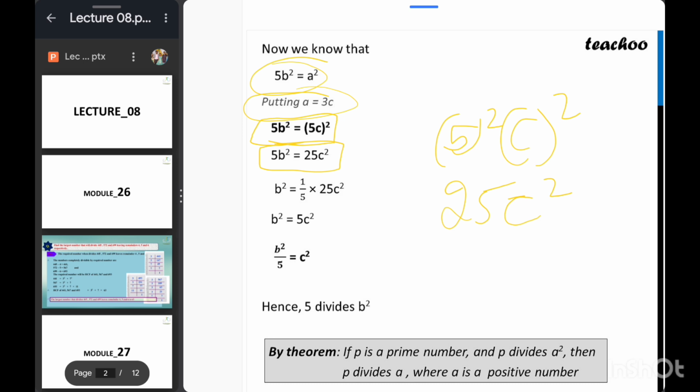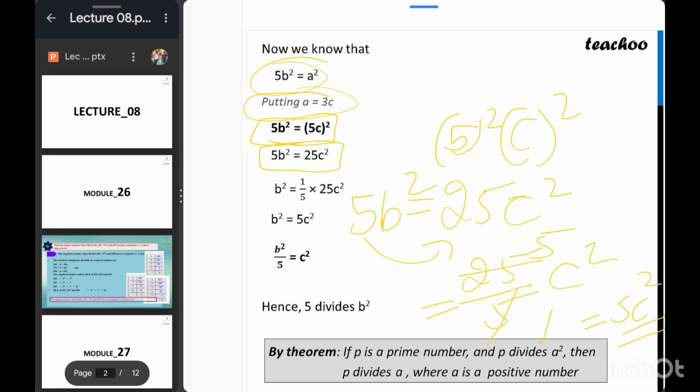Shift this 5 to the other side. We have 5b squared, so we get 25 by 5 times c squared, and 5 fives are 25, so we get 5c squared. So b squared is equal to 5c squared. So b squared by 5 is equal to c squared.